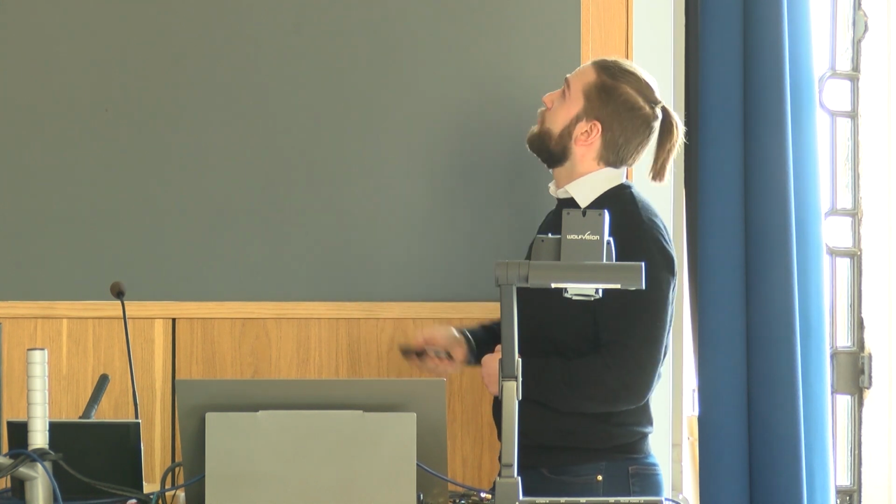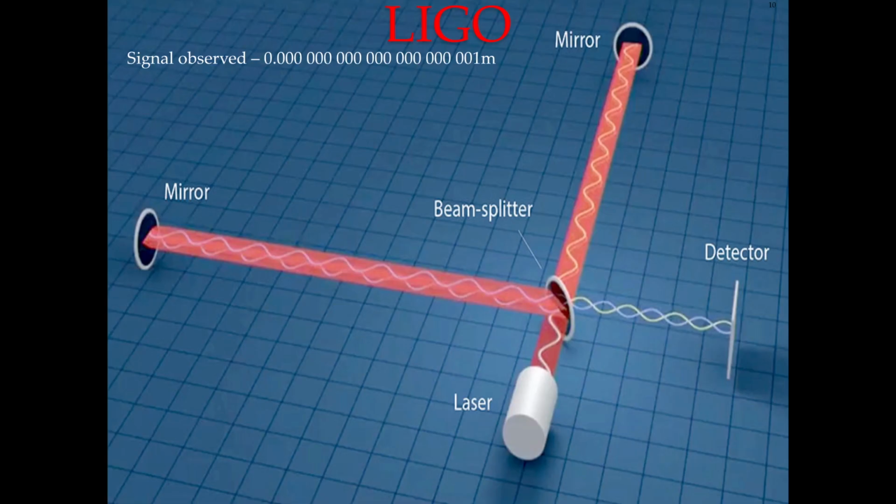Okay, so just a few words about this one. Nobel Prize 2017 for observing gravitational waves. The signal that was observed was this. Does anyone want to count the zeros? No, okay. Just 10 to the minus 21 meters. So it's very, very, very sensitive, and that's why we could observe it.